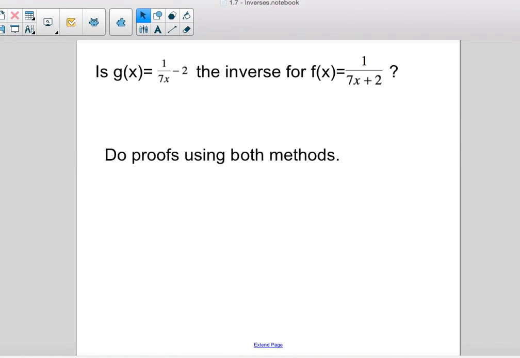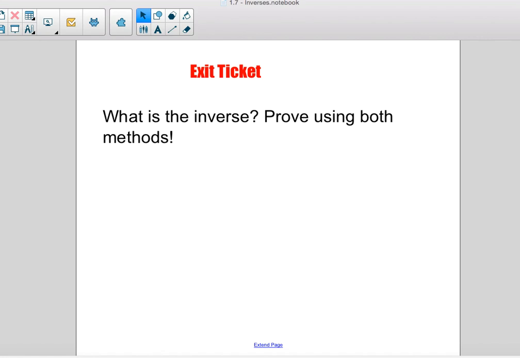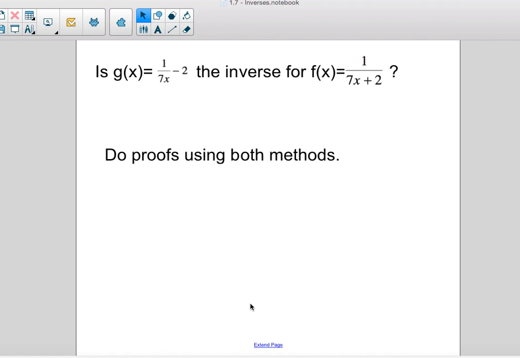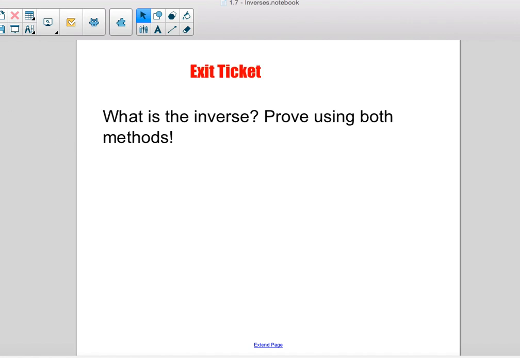All right, so here you go. You have 1 over 7x minus 2. Figure out if that's the inverse of 7x plus 2. So you can pause the video and do that. And you can figure that out by doing proofs of both methods. And then, once you're done with that, well, I kind of spoiled it, but you can do it out and see. You're going to see that they're not inverses of each other. And then what I want you to do is find the inverse. And then when we start class tomorrow, we'll go through that problem.